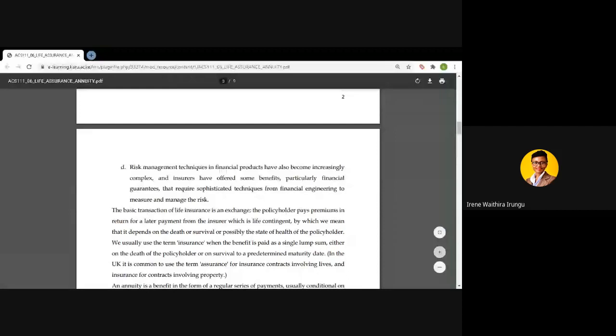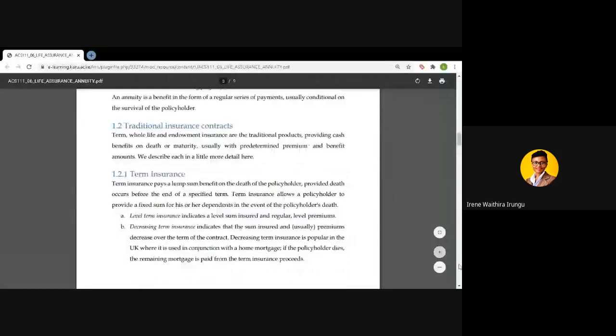So we shall now look at the traditional types of insurance contracts, and these form the basis of even the modern types of contracts. So even when we speak of the modern, it will be a modification of either of these types of contracts, which will now incorporate the element of saving. So the first type of contract is what we call a term insurance or a term assurance.